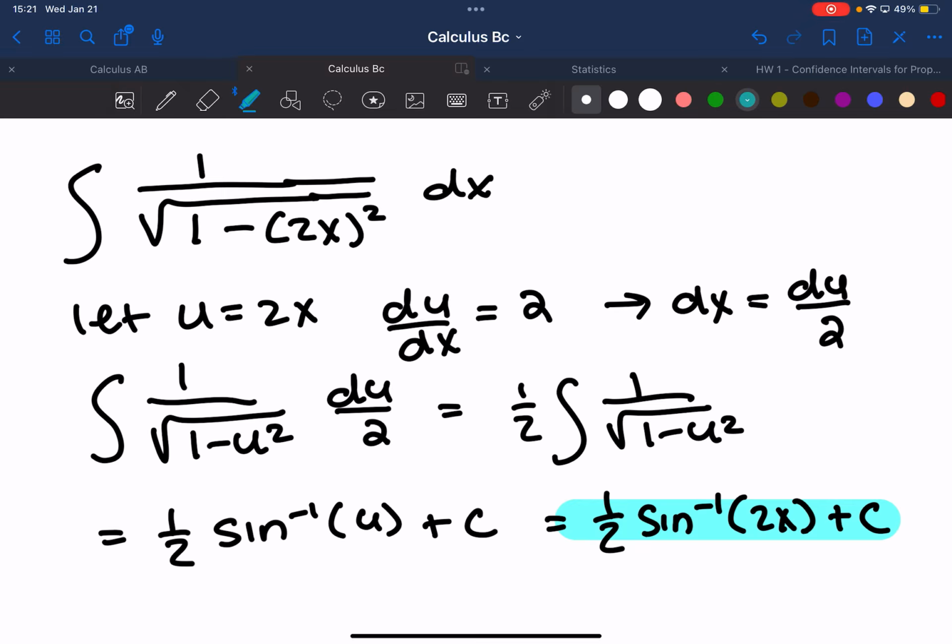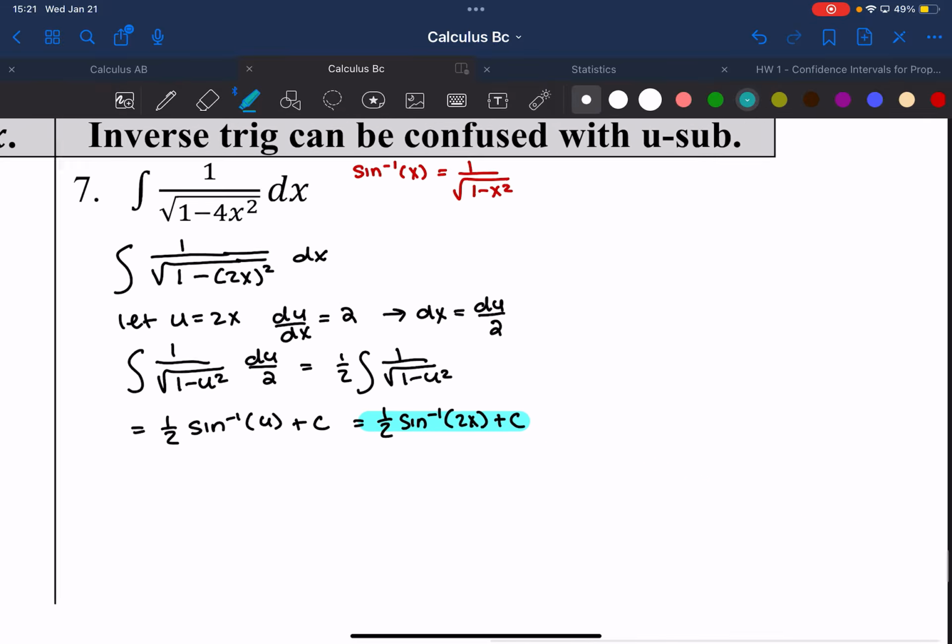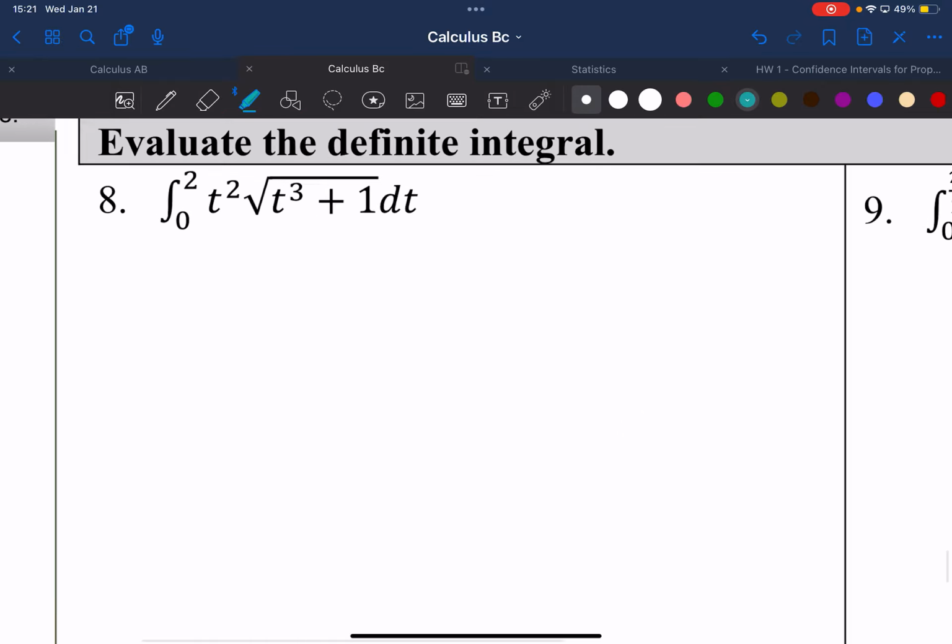Everything we just did was in indefinite integrals, which means we did not have any bounds. On the next examples, we're going to evaluate the definite integral, so doing the same process of u substitution, but we're going to actually get an answer at the end. So looking at this one here.